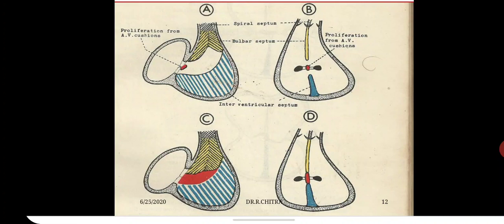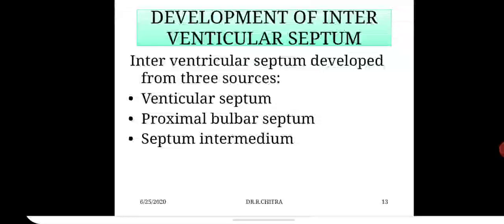So the interventricular septum is formed from three sources. The first is the interventricular septum formed in the floor, the second is the proximal bulbar septum, and the third is from the AV cushions, which will form the membranous part of the interventricular septum. So now the ventricle has also been divided into two halves. Development of the interventricular septum: three sources, the ventricular septum, the proximal bulbar septum, and the septum intermedium.